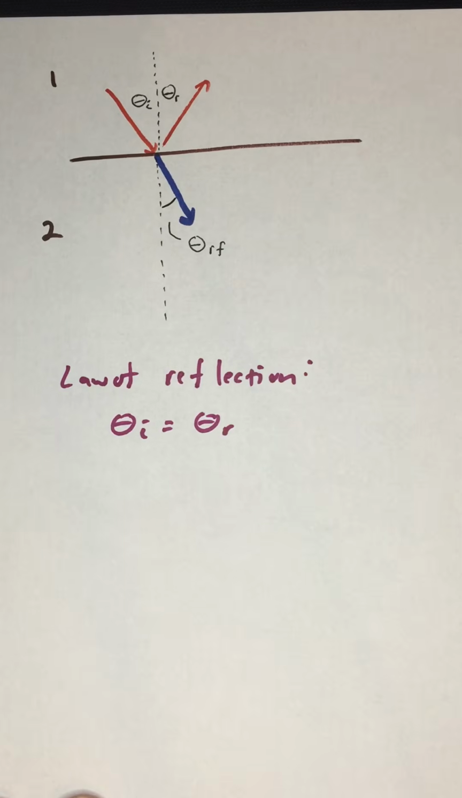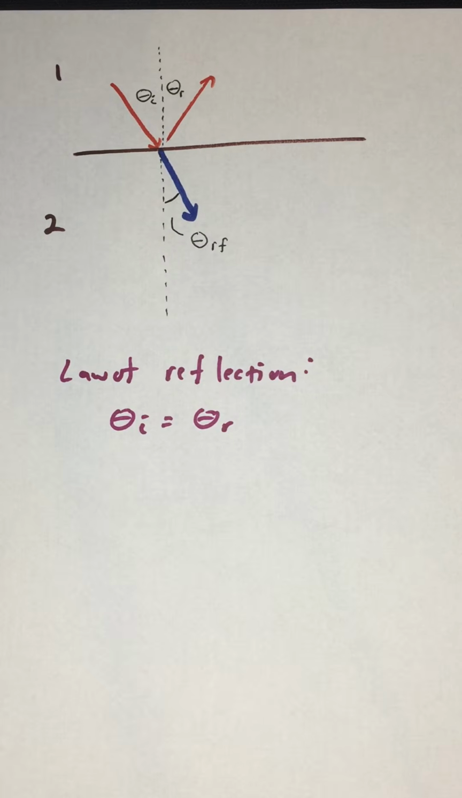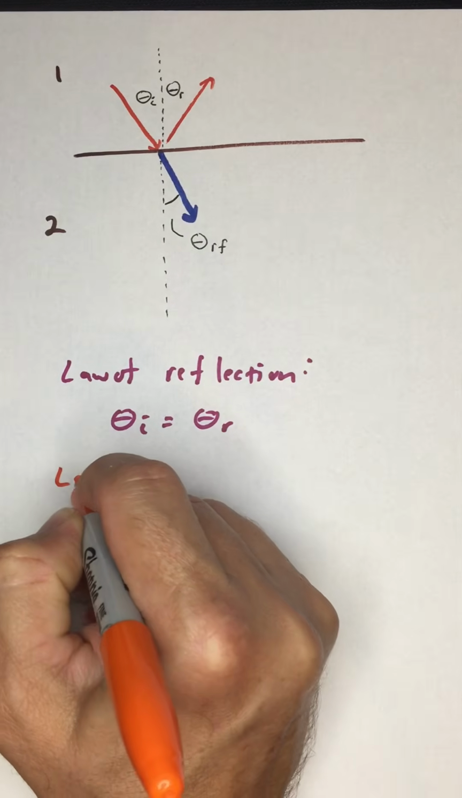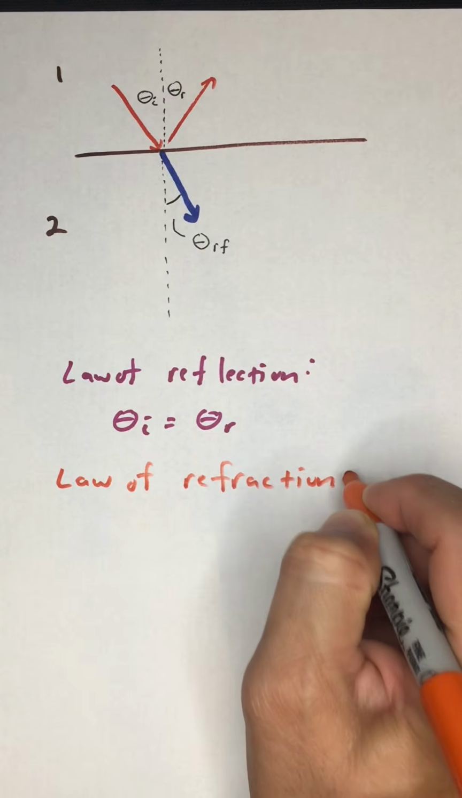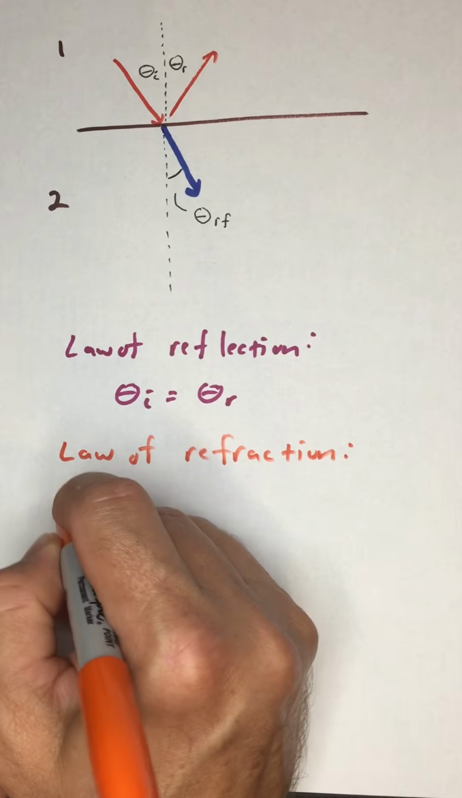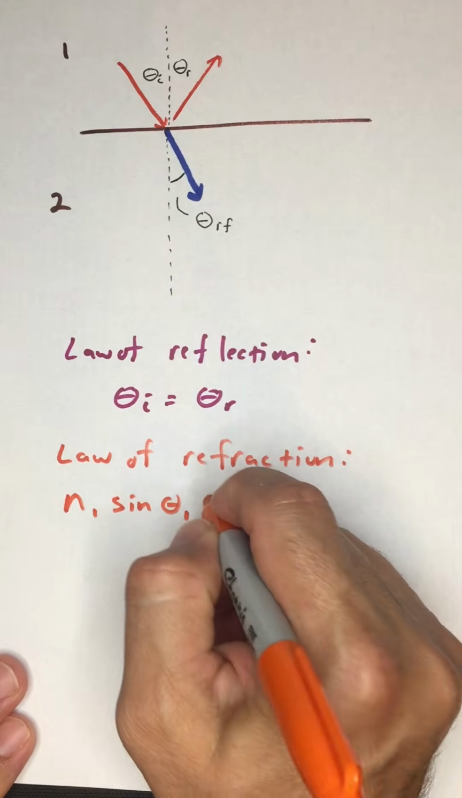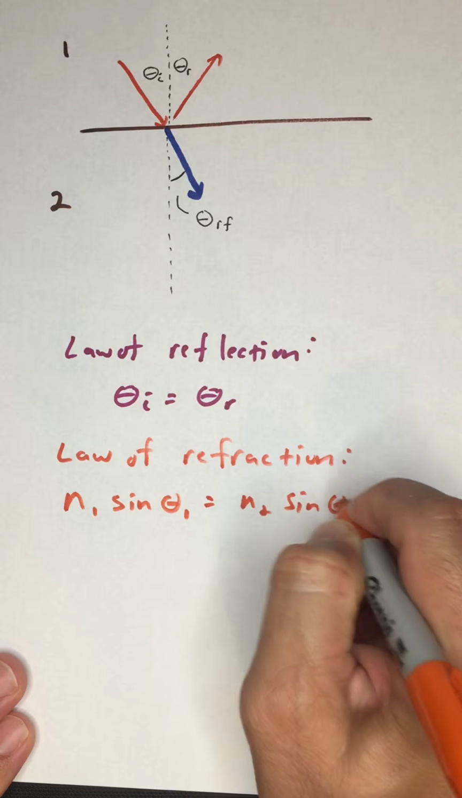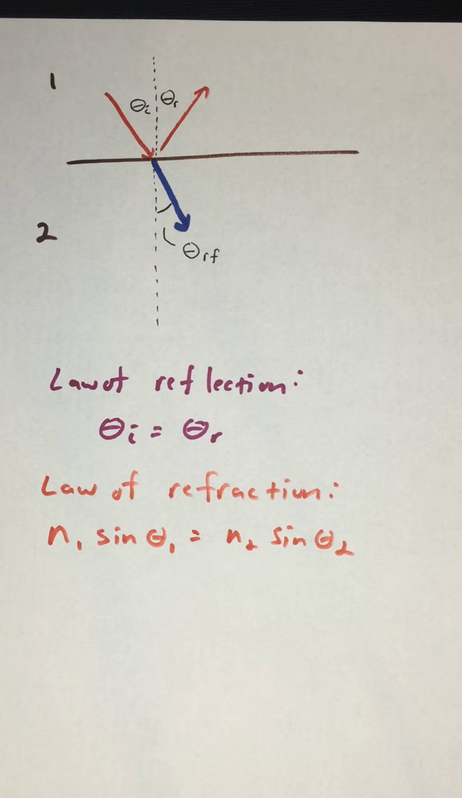Now, finally ready to go back to the first page here. To characterize this angle and how light behaves as it moves into a new medium, let's introduce you to the law of refraction, which says this: N1 sine theta 1 is equal to N2 sine theta 2, where 1 and 2 are just placeholders for one of the media.